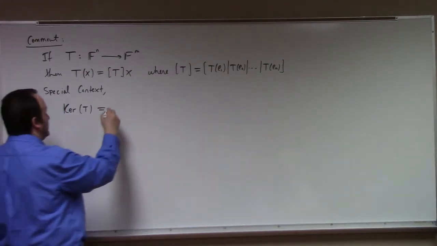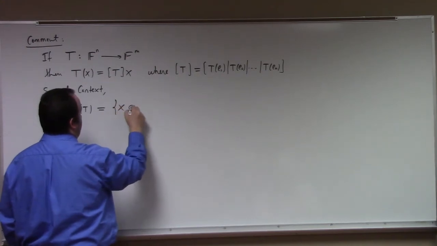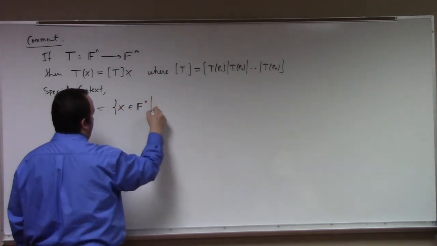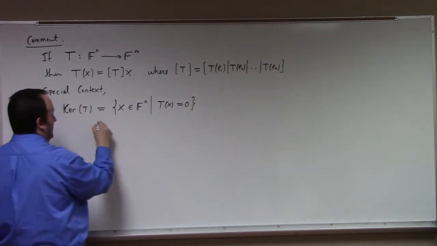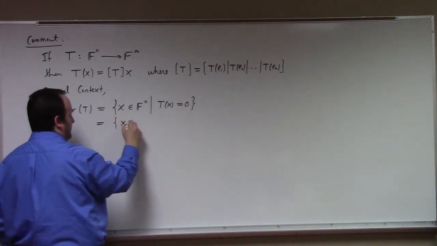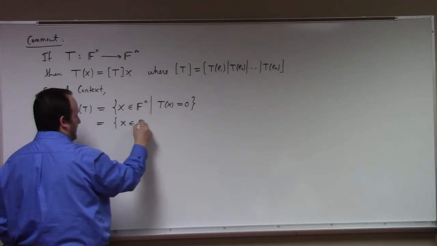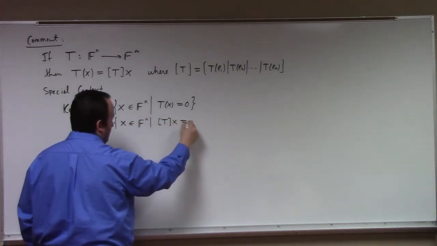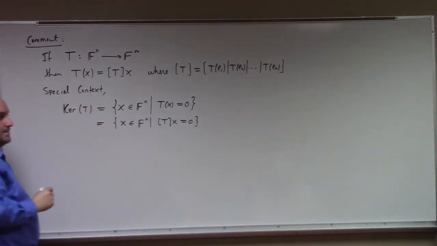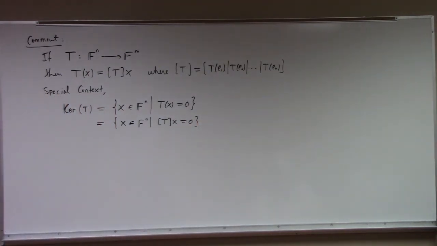It is what? It is x in Fn such that what? T of x equals 0, right? But if we rewrite that in terms of the standard matrix, what do we have? We have x in Fn such that the standard matrix of T times x equals 0, right? But what is that?